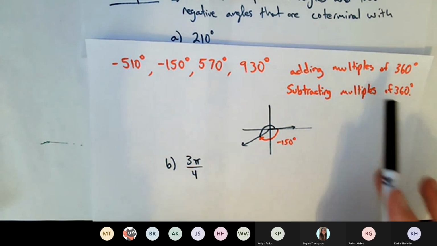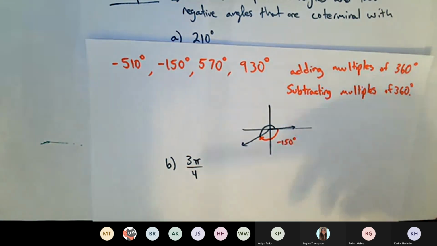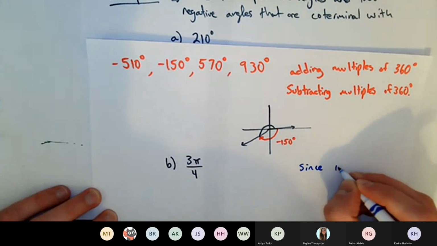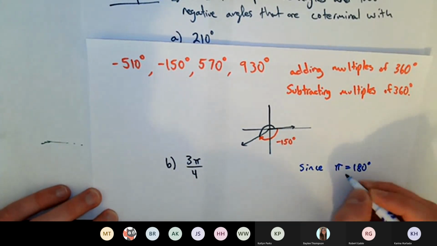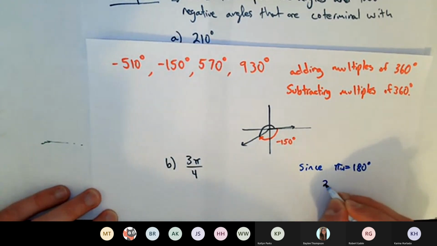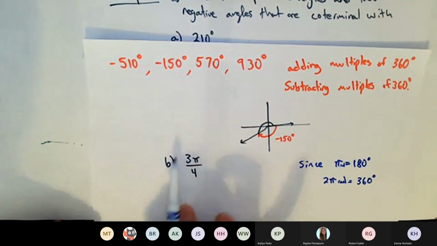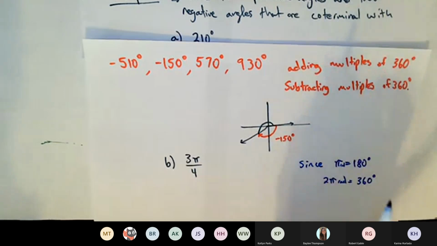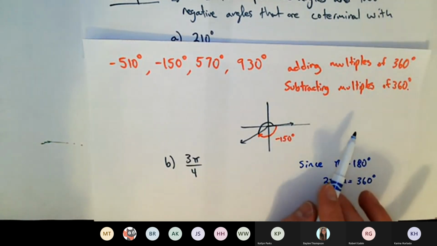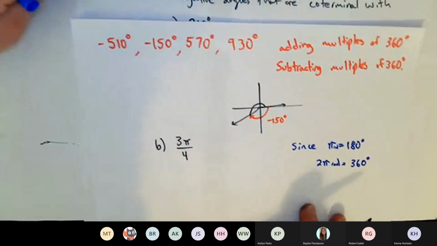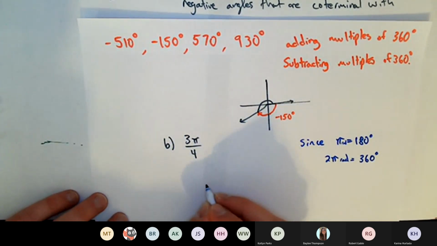Last time I added multiples of 360 or subtracted multiples of 360. What's the corresponding thing to do in terms of radians? Well, I know that pi is equal to 180 degrees, sorry, I said that backwards. Since pi radians is equal to 180 degrees, then 2 pi radians will be equal to 360, just multiplying by 2 on both sides. So what I'm going to do is take 3 pi on 4, and add multiples of 2 pi and subtract multiples of 2 pi to get 4 more angles, 2 positive, 2 negative, that are coterminal with 3 pi on 4.